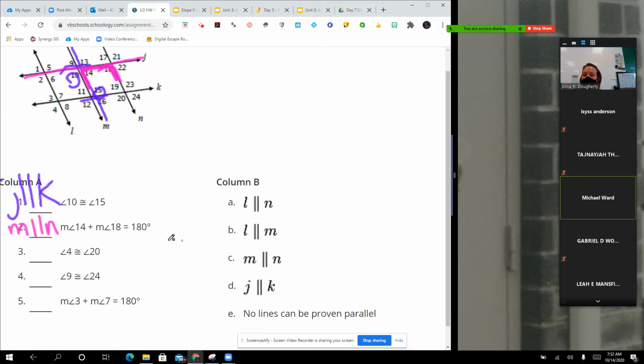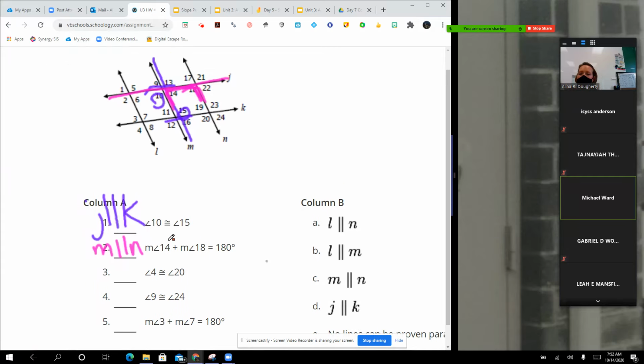Let's see what the next one says. 4 and 20. So if I look at 4 and I look at 20, what line is the transversal that connects them?